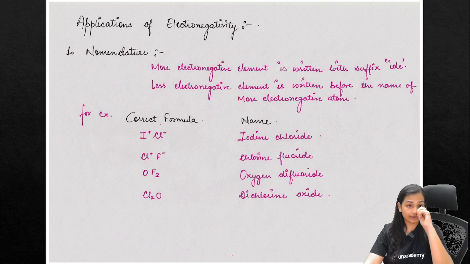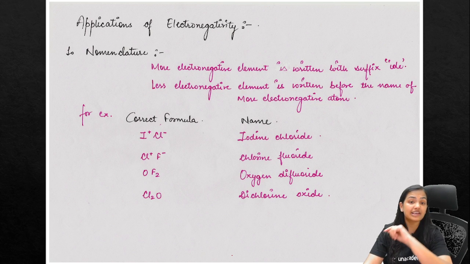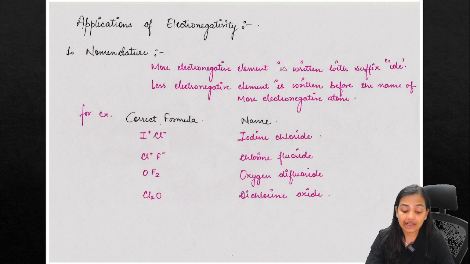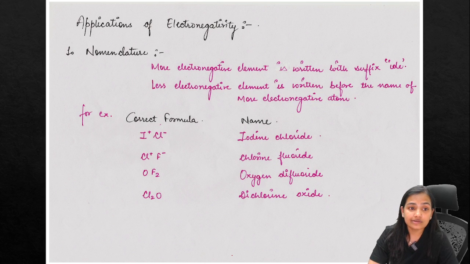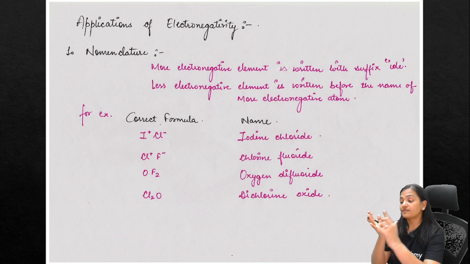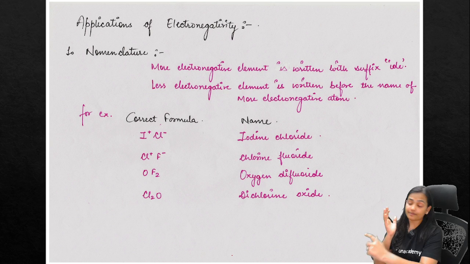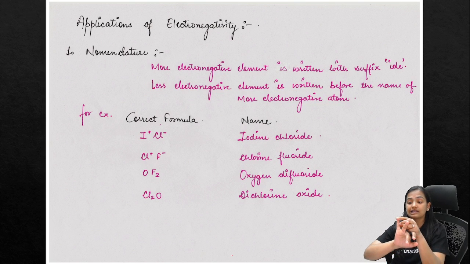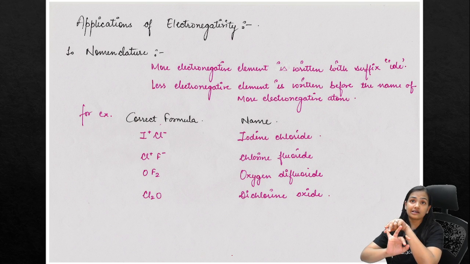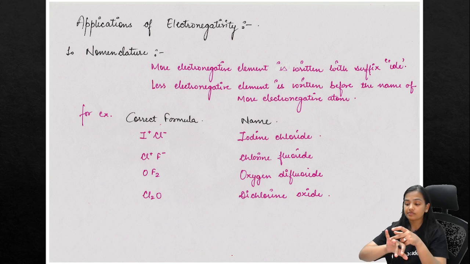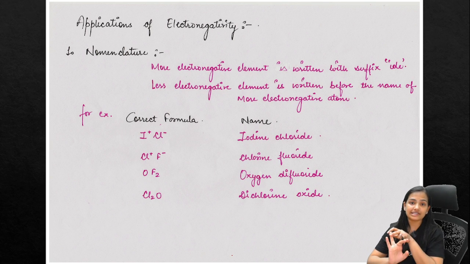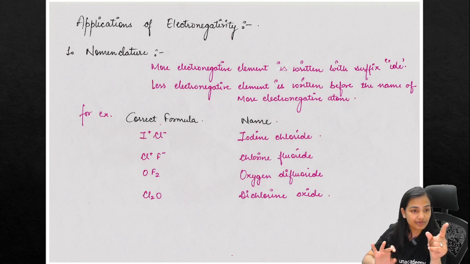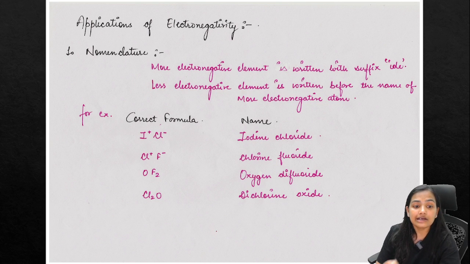Now I will be talking about the applications of electronegativity. Guys, as I told you at the beginning of the session, we have 5 things to learn. Nomenclature, how we can write down the nomenclature. The other would be the ionic or covalent bond. The third would be the acidic character, basic character, and the bond length. So let's begin with the nomenclature first.